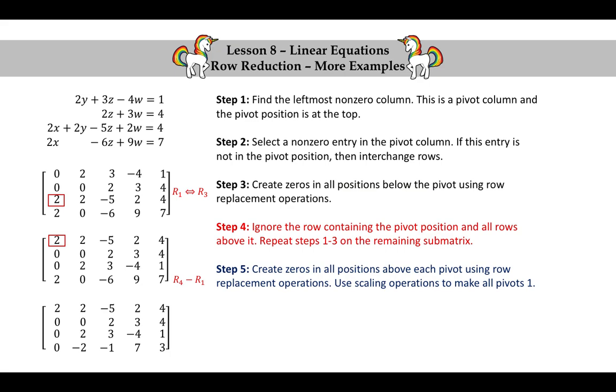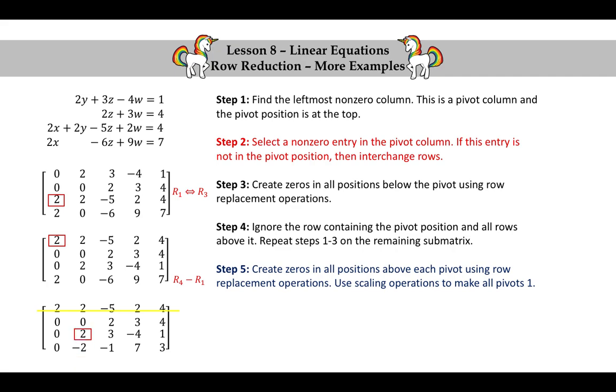Next, we ignore the row containing the pivot position and all rows above it. So let's put a light line through row 1 since we'll be ignoring it from now on. And we go back to step 1 where we find the leftmost non-zero column. That's this column, 0, 2, negative 2. Let's now select a non-zero entry in this pivot column.